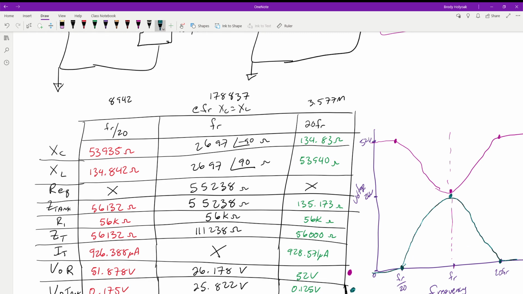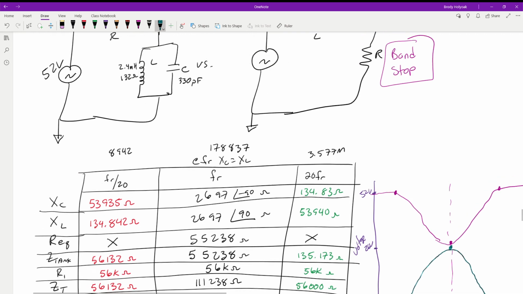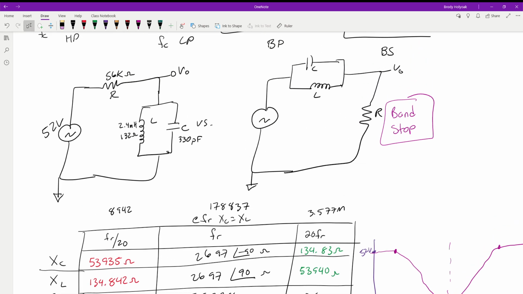At resonance, what are we getting? The maximum or the minimum across the component or the set of components. Because this is here, we have the highest voltage out at resonance, which is the most we could get. This is going to be passing our frequencies versus attenuating them. So this one over here, across our inductor and our capacitor, is our band pass.